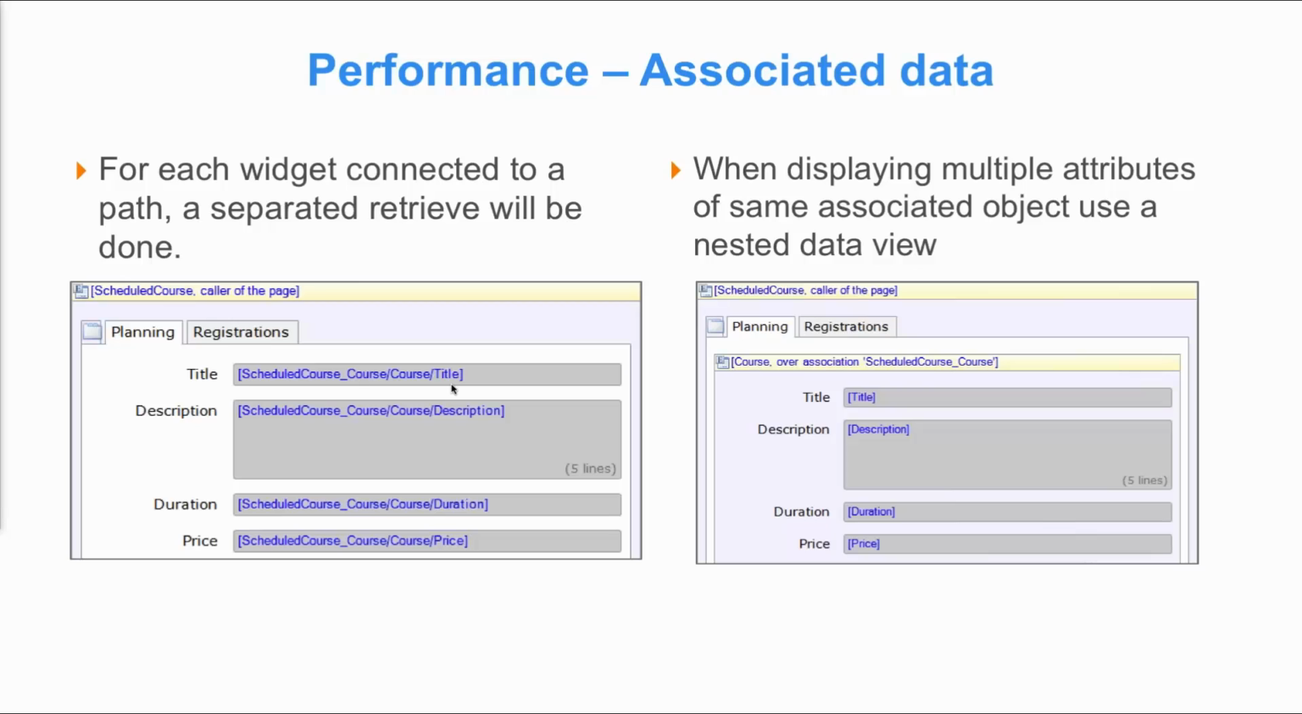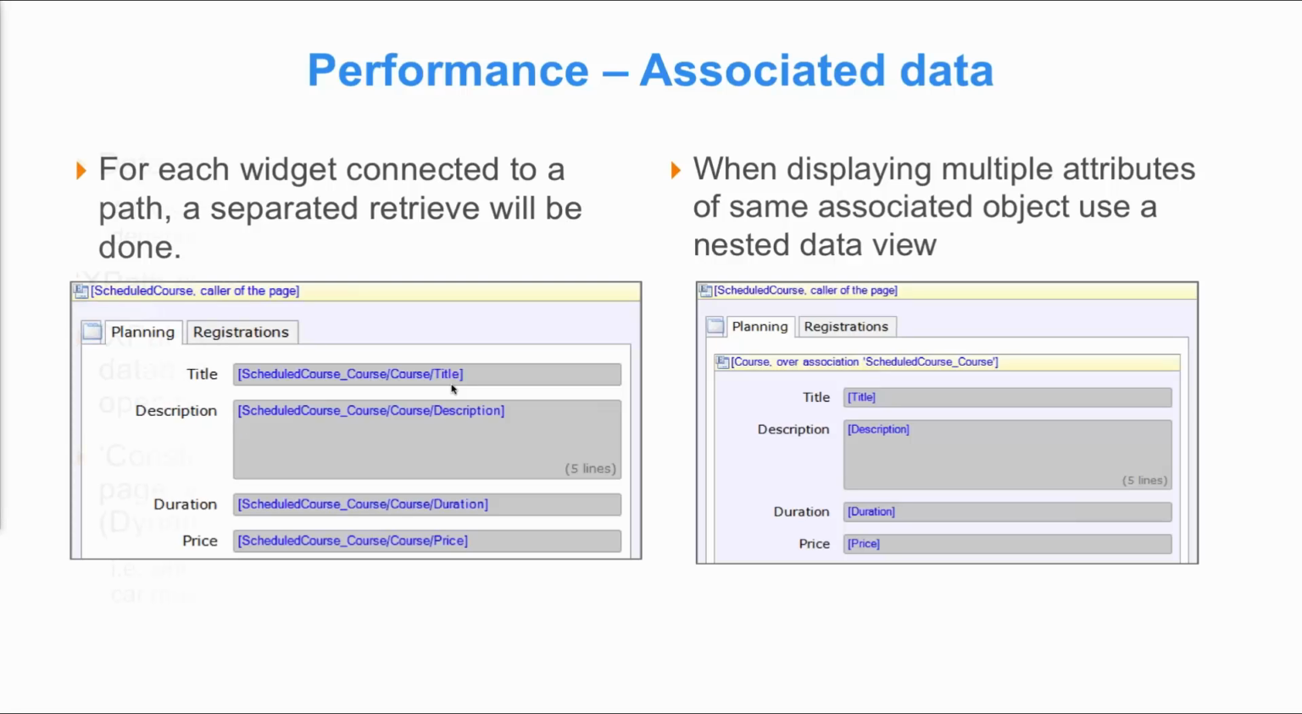Another example is, again, as I mentioned, each reference selector has its own retrieve list. So in this example, the title, the description, duration, and the price of the course are all reference selector queries, each doing its own retrieve list action. So it's much better, if you're displaying multiple attributes of the same associated object, to use a nested data view within that object. Just retrieve the whole object, one query versus 4 separate queries.